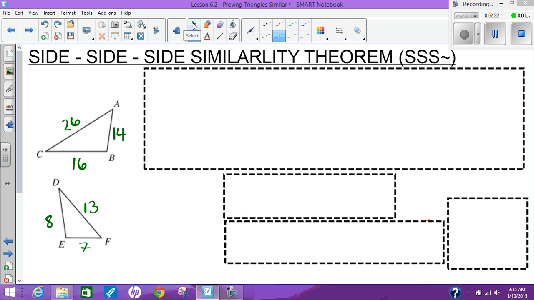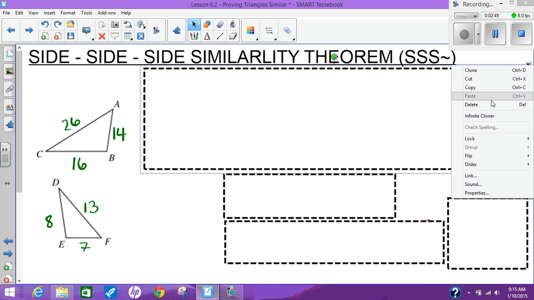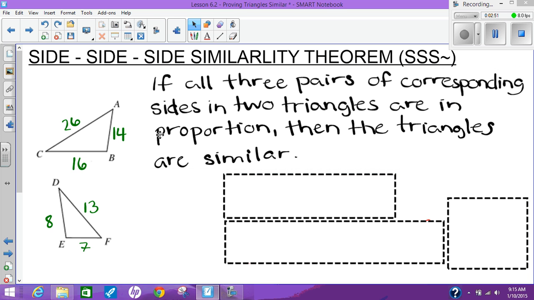Here we have a theorem, which means that somebody somewhere proved that this is true. The side-side-side similarity theorem. This is how we shorten it, SSS, with the similarity symbol. And you might have guessed that this is going to talk about three pairs of corresponding sides. So if we have all three pairs of corresponding sides in two triangles in proportion, that means their ratios are equal, then we can say that the triangles are similar, and we don't have to know anything about the angles.